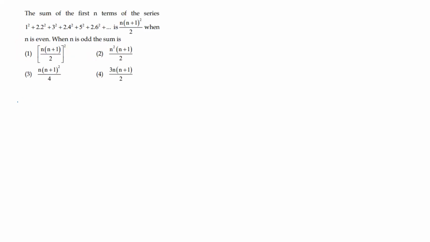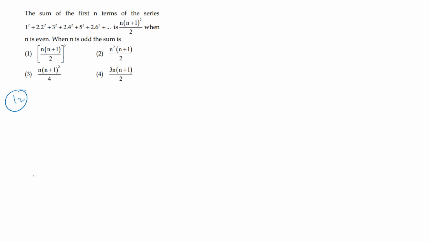Next, question number 12. The sum of n terms of the series 1 square plus 2 into 2 square, 3 square, 2 into 4 square, 5 square, like that, is n into n plus 1 whole square by 2 when n is even. Now n is already even, that is given. When n is odd, what is the sum they are asking? Now when n is odd, for even we already know.